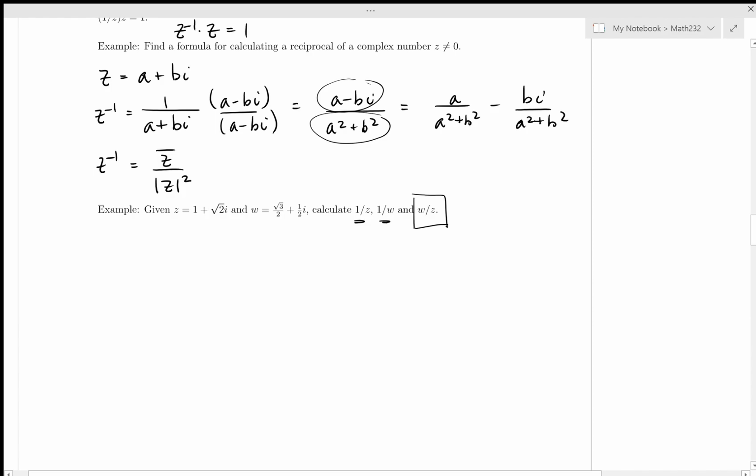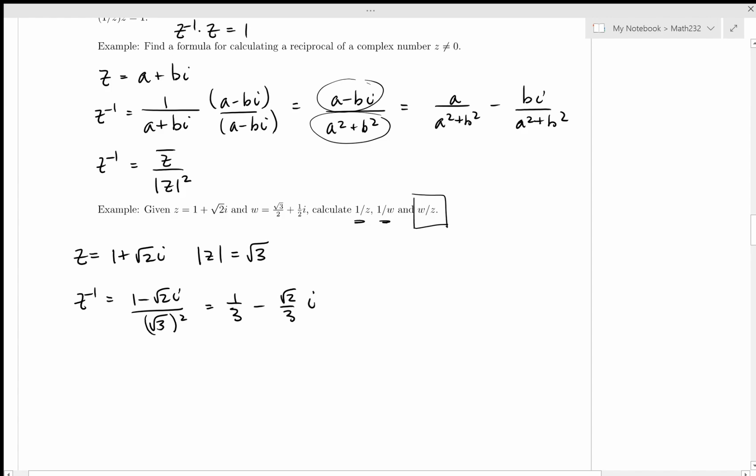Okay, so here we've got Z. This is 1 plus root 2i, and then we can calculate the modulus of Z. That is going to be the square root of 3, that is 2 plus 1, that's root 2 squared. And then I'm going to calculate the inverse of Z. That is 1 minus root 2i divided by root 3 squared. And that is 1/3 minus square root 2 over 3i. So that is the inverse of Z.